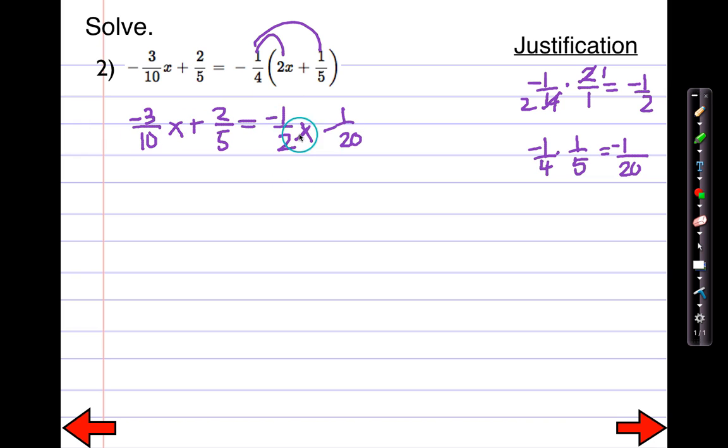At this stage, I notice I have variables on both sides, so I'm going to go ahead and add it to the left side to isolate it to the left. This is going to cross cancel. I'm going to do some side work.